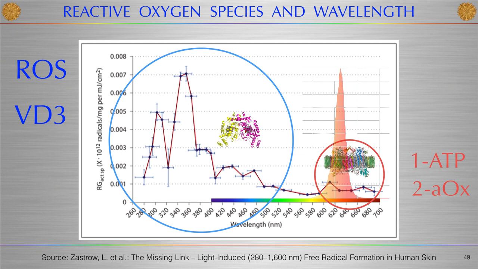Here we have a chart depicting the reactive oxygen species production depending on wavelength. UVB, UVA, even stronger peak. And here in this area, in the visible part of the spectrum, from violet to green, we still have significant reactive oxygen species production. And then in the region of green, there is almost nothing.